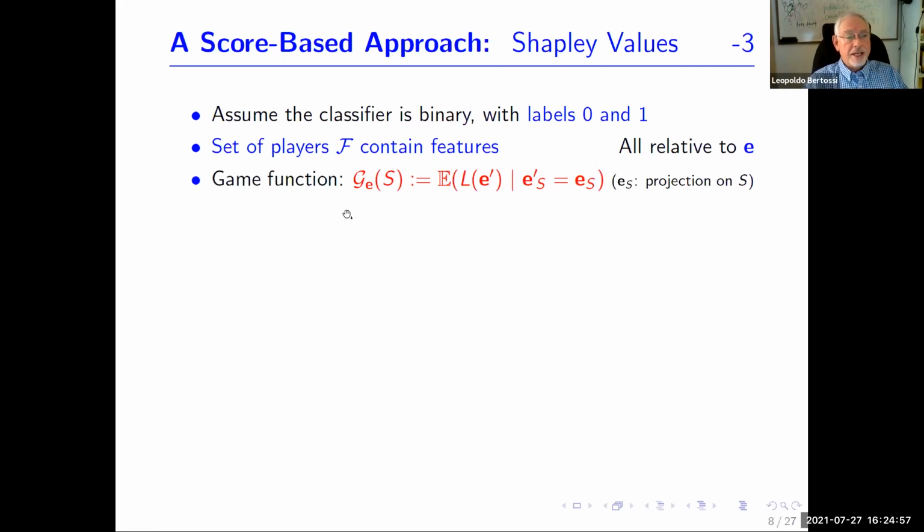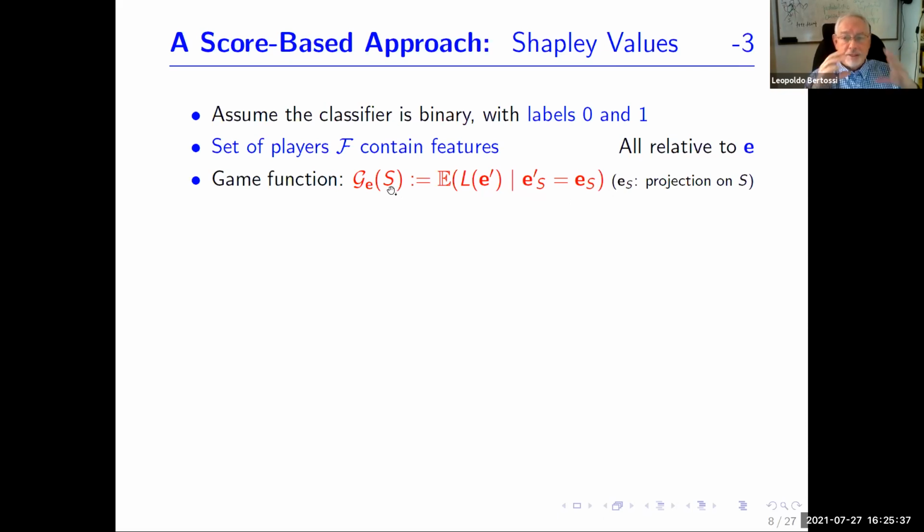So we have a set of features, and the gain function now is different. We take a subset of players S, in the same way as we had a sub-instance of the original database. Now we have a set of features. It's a gain function associated to E, and it is the expected value of the labels that we obtain over entities that possibly differ from the given one in all the features that do not belong to this particular S.